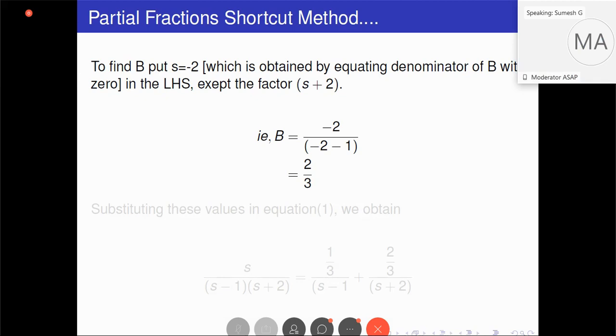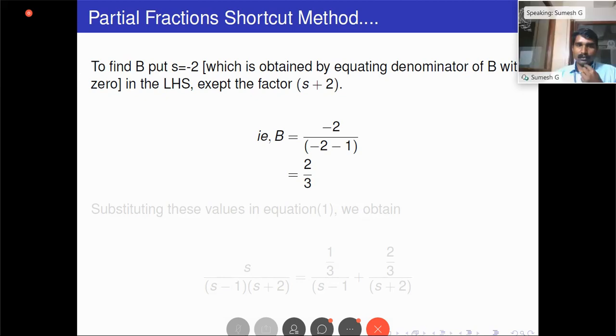It is not applied to all types of questions. It can be applied to such questions in which the denominator is a product of distinct first degree terms. If the denominator is a repeated factor or second degree expression, we cannot use this shortcut method. We can't use it.